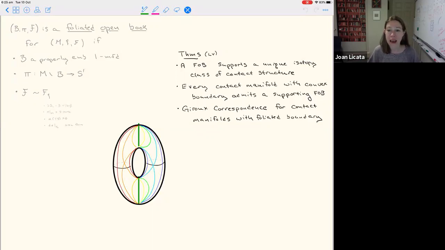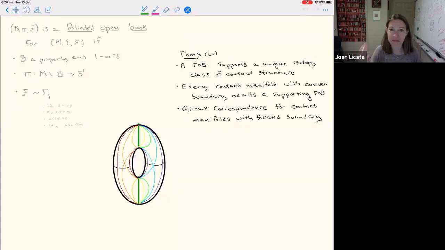The second one is that every contact manifold with convex boundary admits a supporting foliated open book. We can make a stronger statement if we clarify what kind of foliations we allow. Then you can say every contact manifold with the right kind of foliation on its convex boundary will admit a supporting foliated open book. And we have a Giroux correspondence for contact manifolds with foliated boundaries. So if you have two compatible foliated open books for the same contact manifold with foliated boundary, then there's a foliated open book stabilization, destabilization sequence that would relate the two of them.